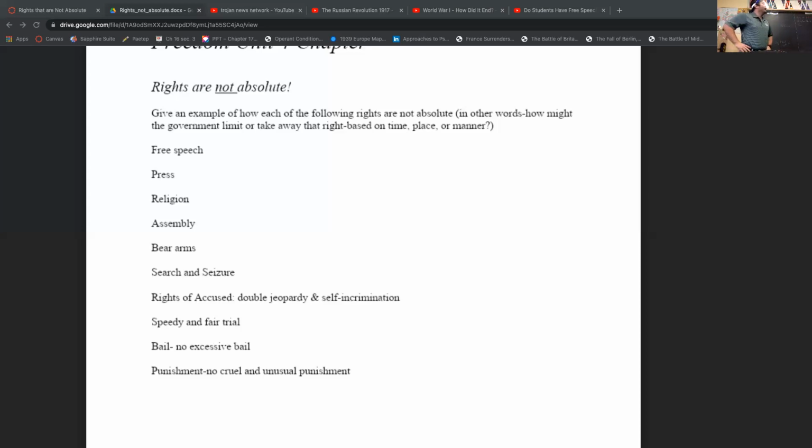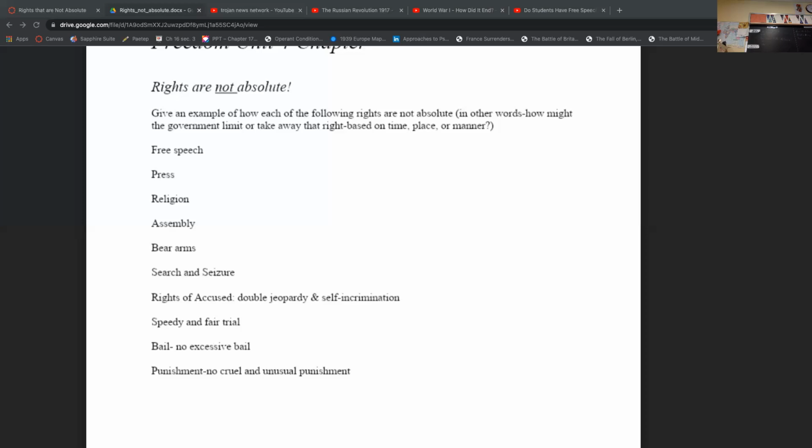So, rights that are not absolute. What do we have here for free speech? What do we got? Tanner, go ahead. So World War I, the Sedition Act prohibited speaking badly about the government. Yeah, good job. We just talked about this in my American history, so you have me there.